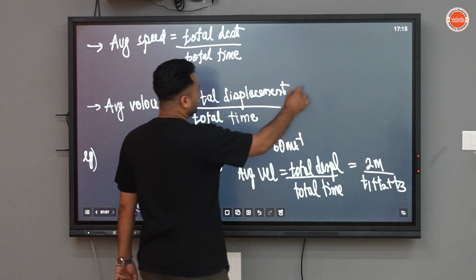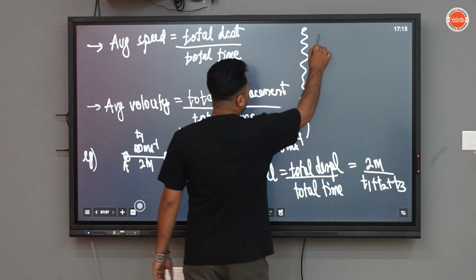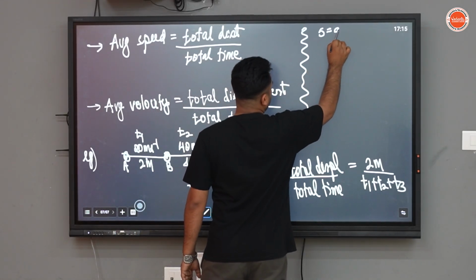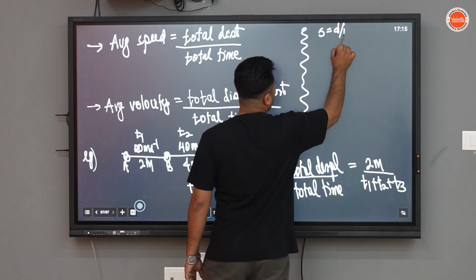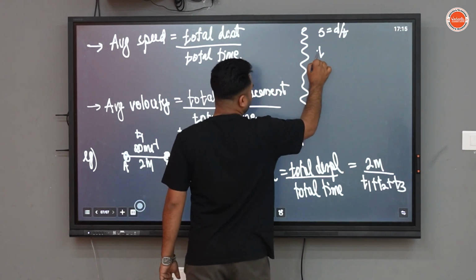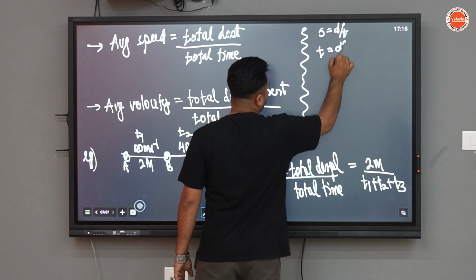Now always remember these things. See, suppose speed equals distance by time. So time I will shift there. So time equals what? Distance by speed.